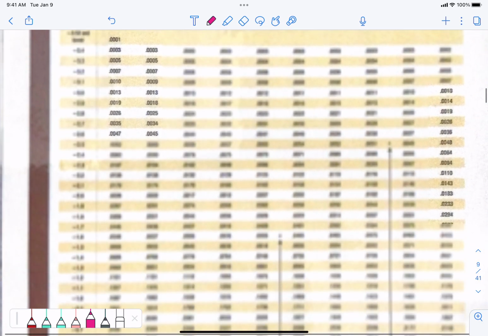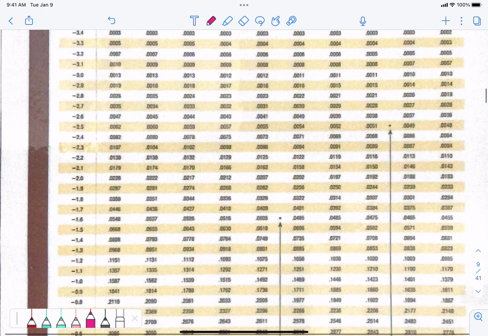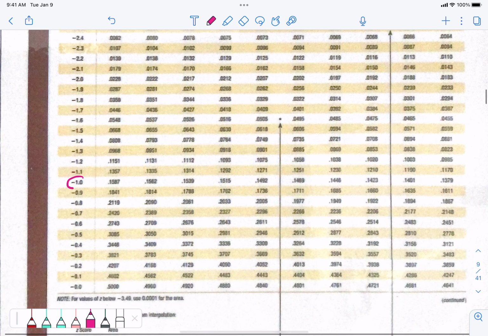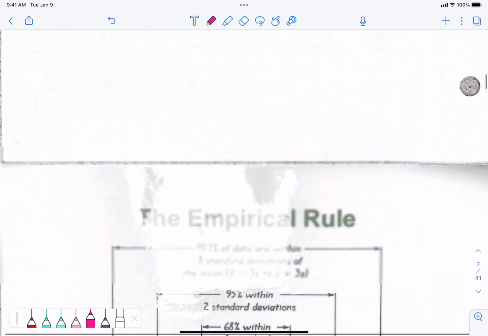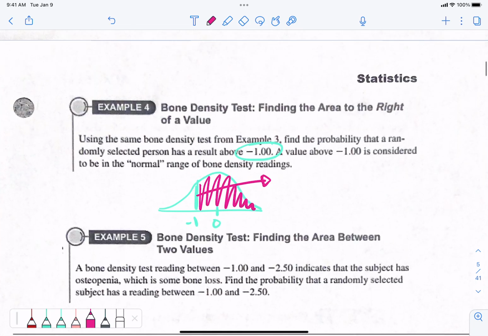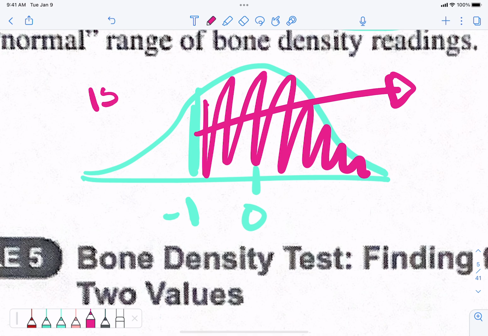So if I do -1 exactly, I'm waiting for it to unfuzz here. -1 exactly would be -1.00, which is this column right here, 0.1587. Is that what you said? 0.1587. Okay, so I'm going to go back here, and 0.1587 is 15.87%. Okay, but again, that reads just below. So that's these people.